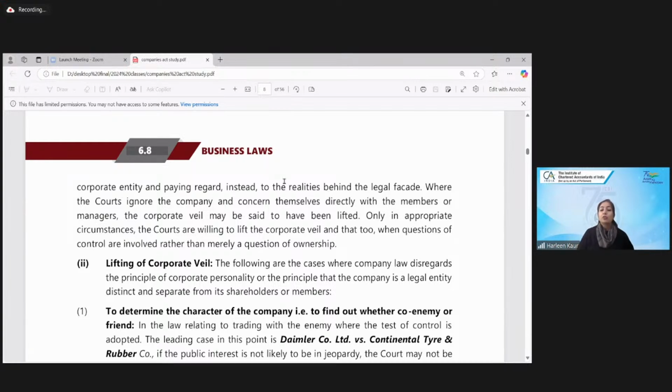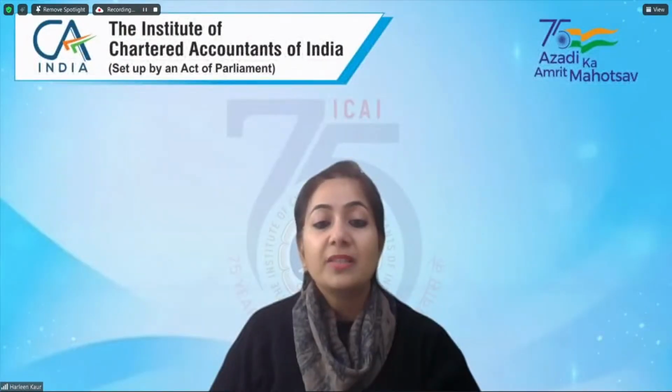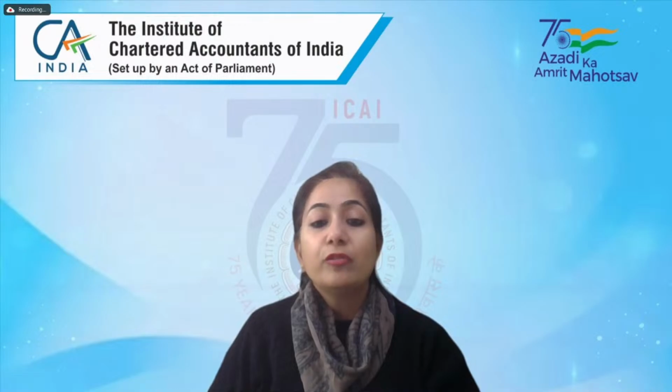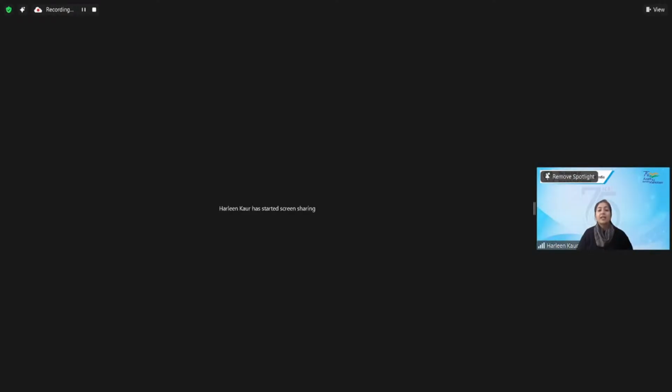It says we have to go to the realities behind the legal facade. So you cannot say that the company cannot do anything on its own. The company is directly linked with its members, although it is separate. The corporate veil separates the company from its members, but sometimes this veil has to be lifted. Veil has to be lifted means you have to lift the corporate veil in order to understand.